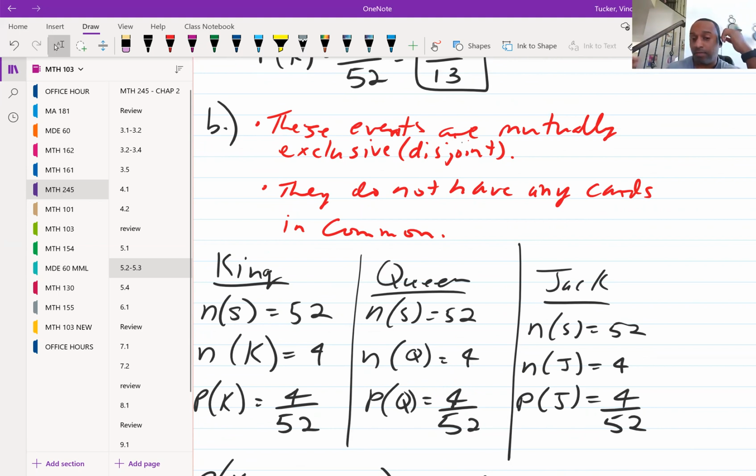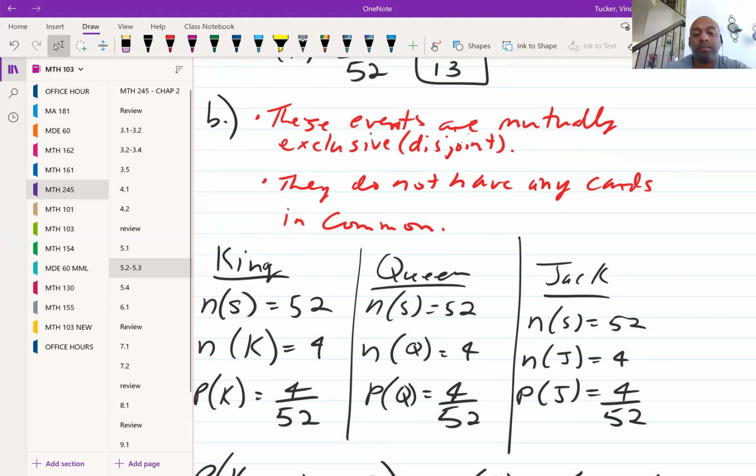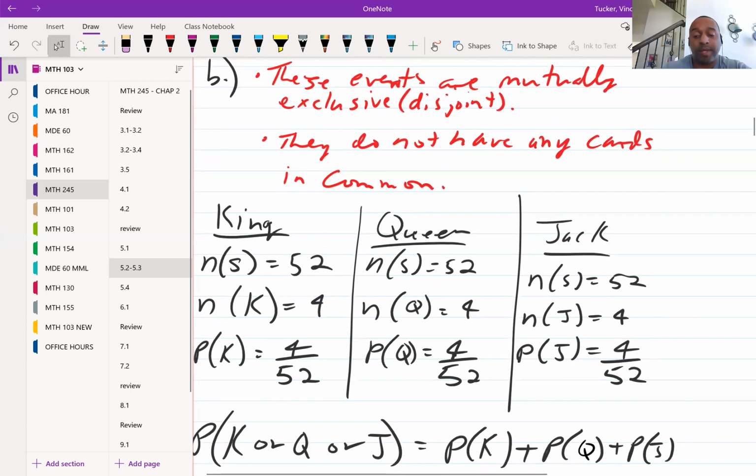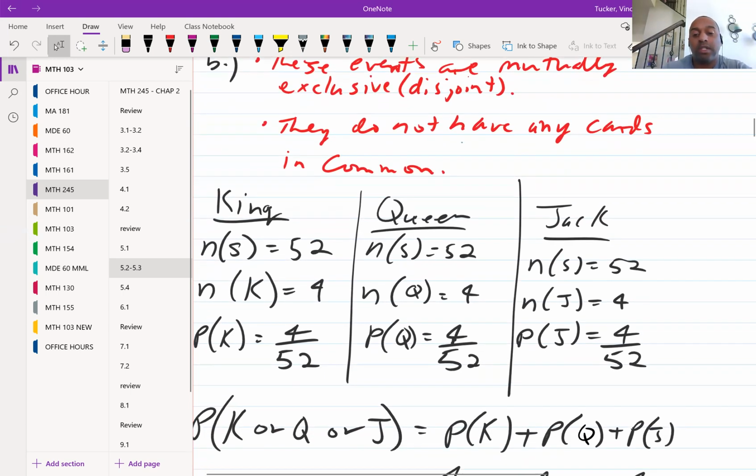And in this case, all three of them will be 4 because there are 4 kings in the deck, 4 queens in the deck, and 4 jacks in the deck. Okay. Once you have both of those pieces, you place the 4 over the 52 and then add them together because they're mutually exclusive.